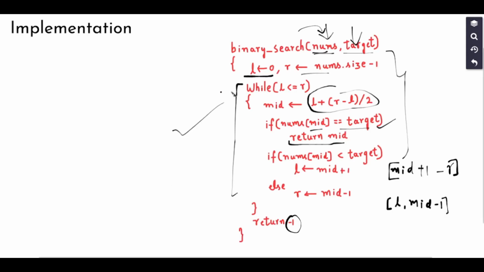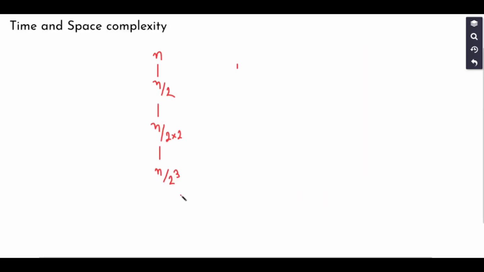According to this while loop, which says till L and R do not meet, that means when L and R are equal, we have exactly one element in the range, and one element means this term goes to 1. So we keep on dividing this array till this term goes to 1. That means till n divided by 2 raised to the power, let's say some k, for some k divisions of the given array, this term goes to 1. We have only one element, and this is the target element.